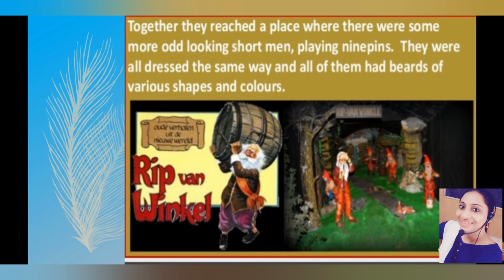Nine pins, you know now, children, is like there are nine bottles, and you have to hit those bottles with a ball. That is the nine pins game. So all those short men were playing nine pins, and they had beards of various shapes and colors. All those short men had long beards, and their shapes and colors were different.